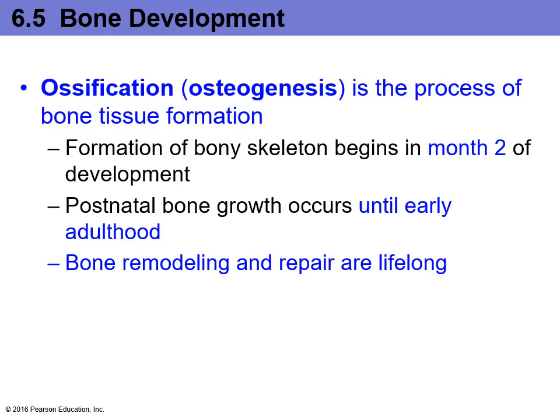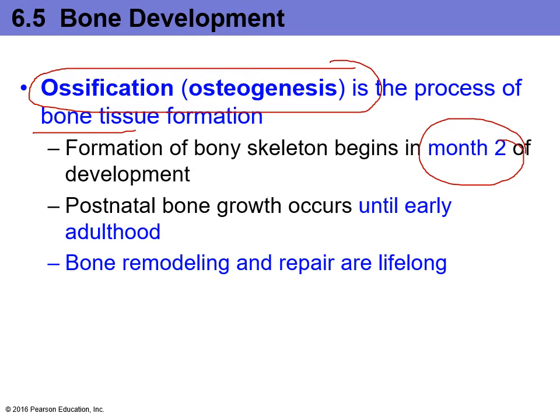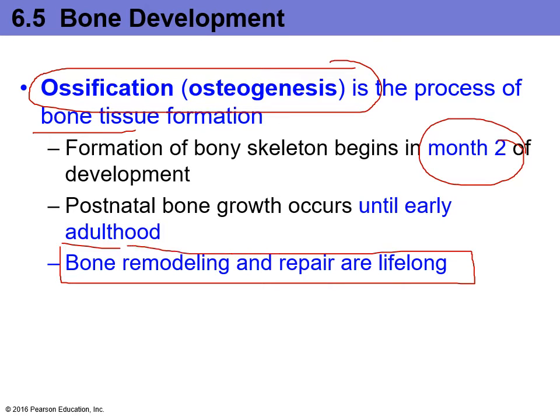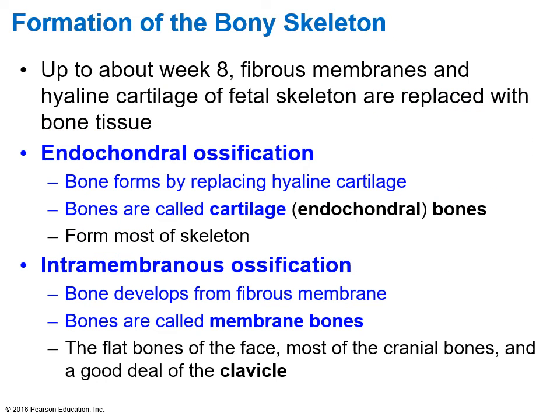All right, now the process of ossification is basically when we take a look at the entire entity of how bone tissue is actually formed. This will start around month 2 of development, and it will continue on until early adulthood. Once we reach adulthood, even though we don't grow lengthwise anymore, we do rely on bone remodeling and repair because, as we discussed in part 1, bone is considered an example of an organ. It requires a lifetime of a balance between osteoblast and osteoclast activity to maintain the overall thickness and strength of the bone.